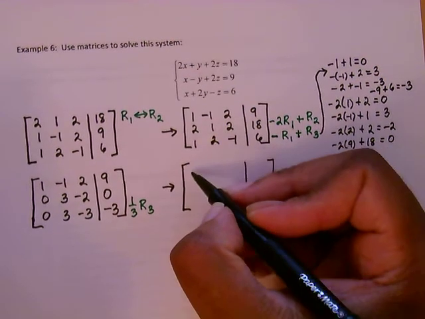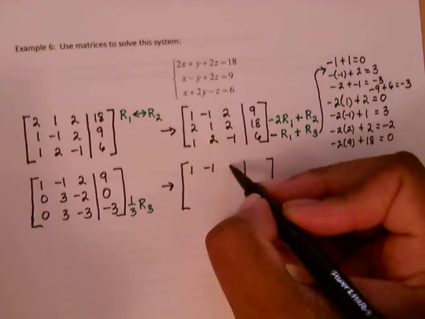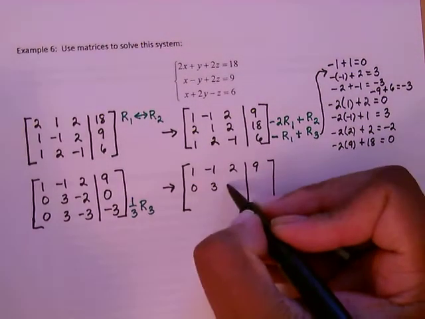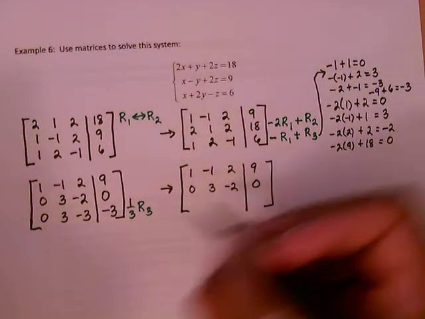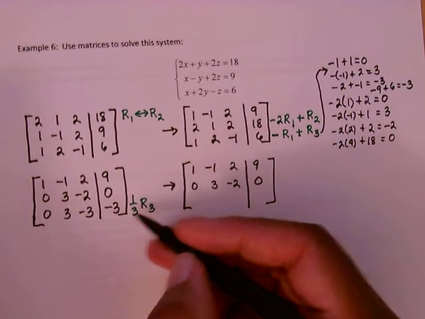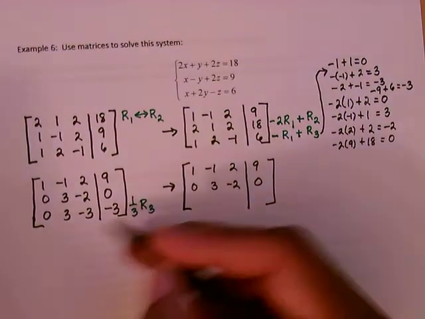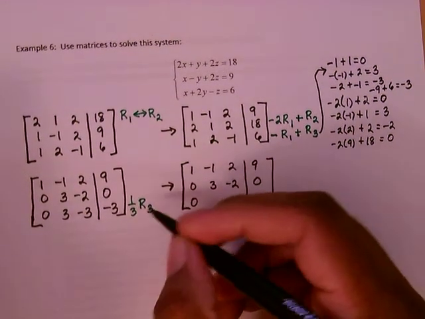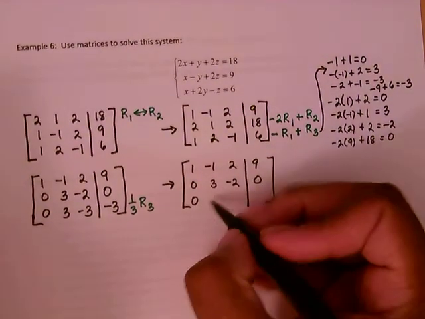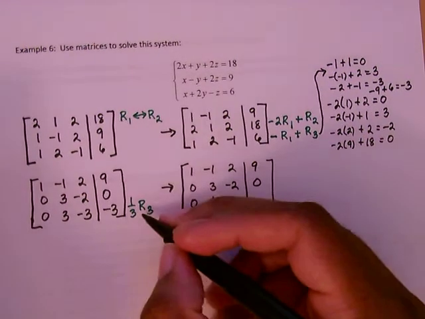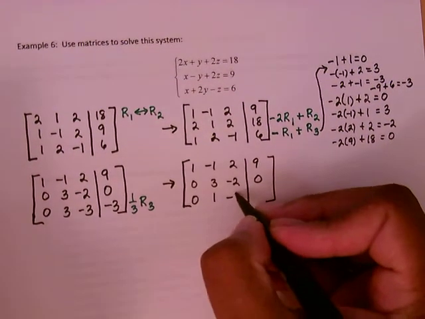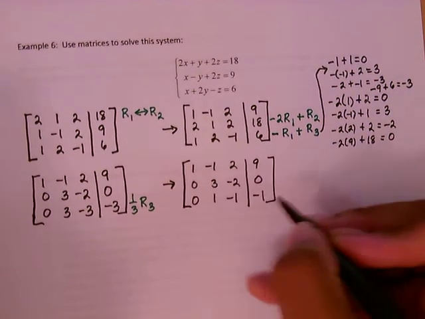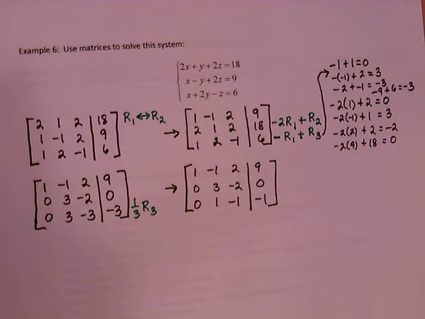Now the first two rows are going to remain the same. The 1, negative 1, 2, and 9. And then 0, 3, negative 2, 0. Now, 1/3 of each element in row 3. So 1/3 of 0 is 0. 1/3 of 3, or 3 divided by 3, is going to be 1. 1/3 of a negative 3, negative 1. And the same thing, 1/3 of negative 3, again, negative 1.